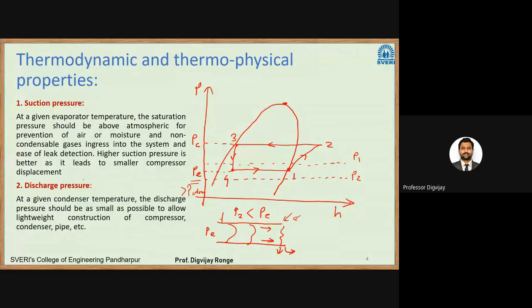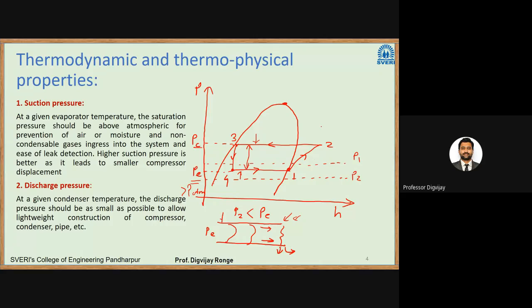Now the second thing is discharge pressure, that is the condenser pressure. At a given condenser temperature, the discharge pressure should be as small as possible to allow lightweight construction of the compressor, condenser and pipe. Here we are talking about the temperature difference between these two levels. The evaporator pressure should be higher and the condenser pressure should be lower. In that case, the displacement of the compressor depends on the pressure ratio, so the smaller the pressure ratio, the smaller the compressor displacement.